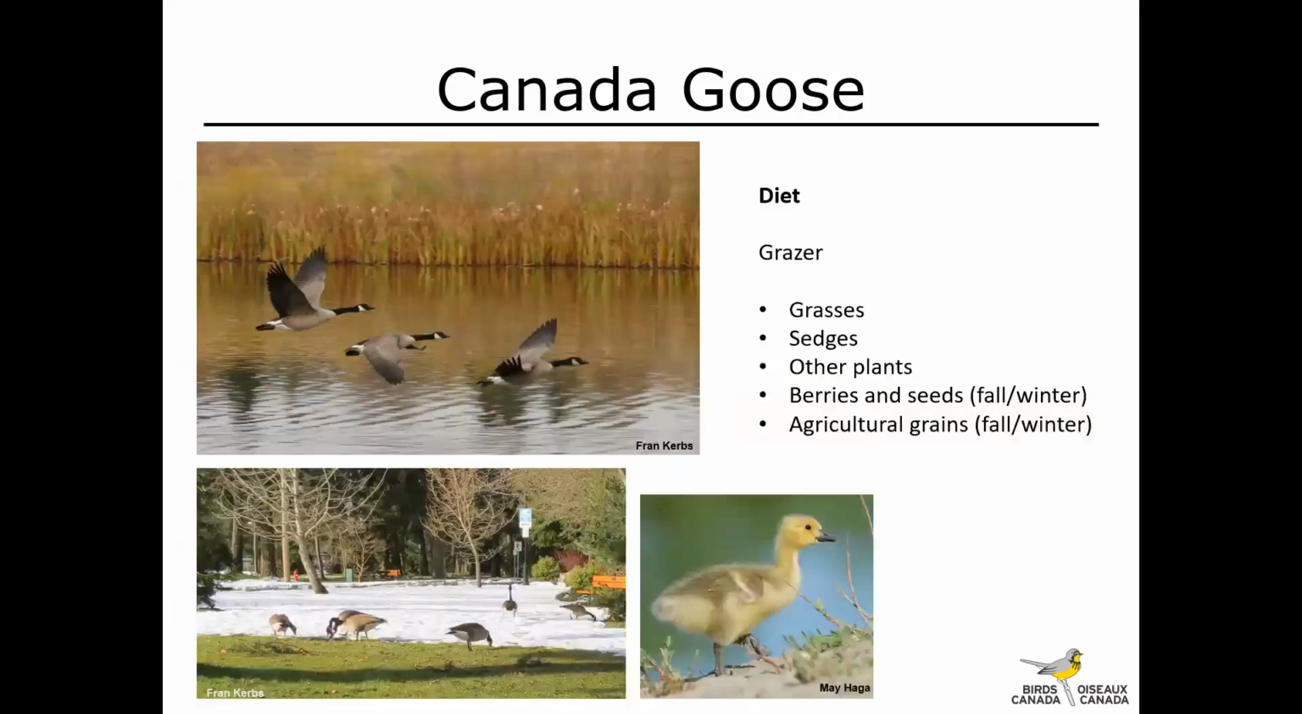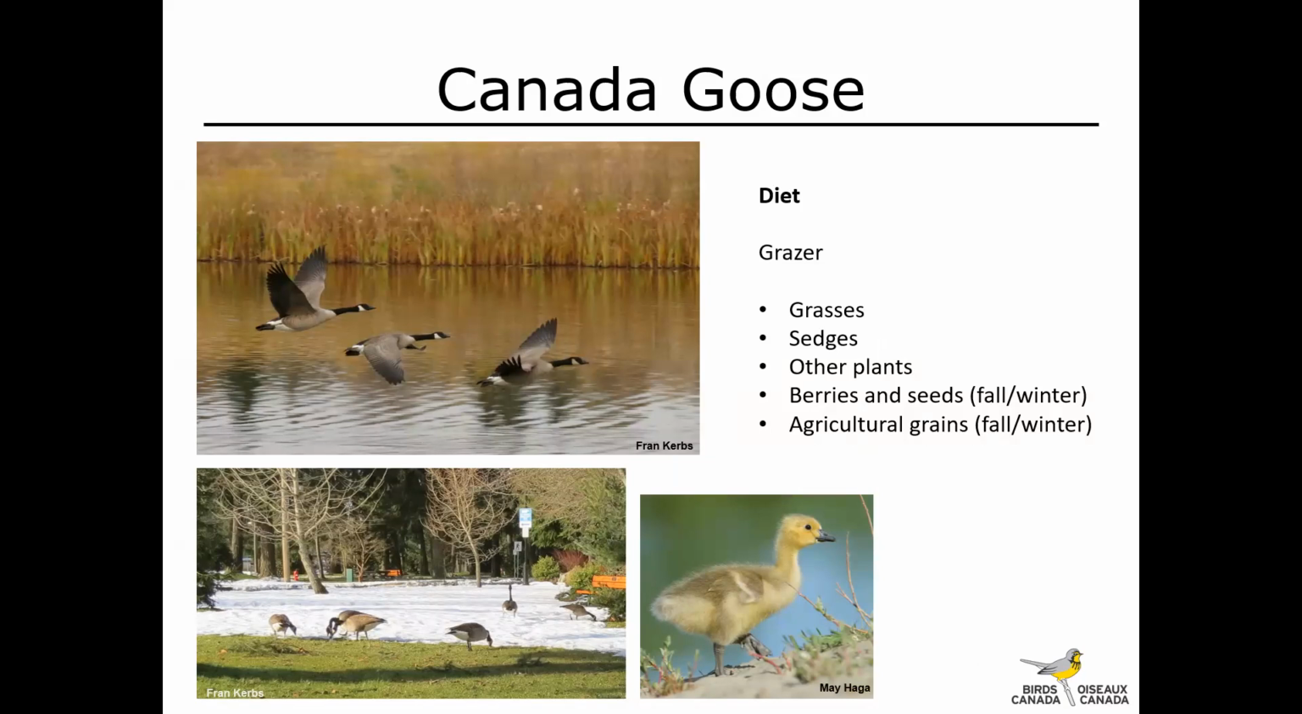As I mentioned earlier, they're a grazer, so they're going to be eating all kinds of things like grasses, sedges, other plants. In the fall and winter, they'll be eating berries and seeds, and they also definitely make use of agricultural grain. So any waste grain that was left on the field, you'll find them out there having a decent snack.